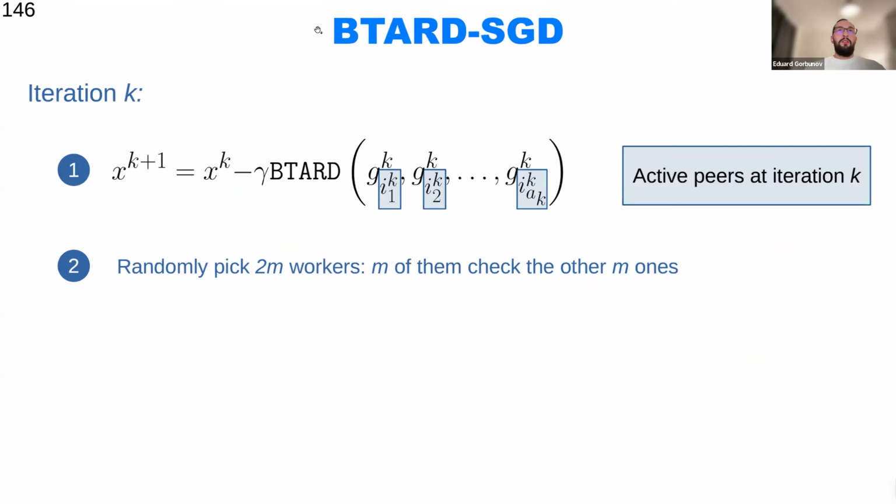Yeah, and the method that we use is called BTARD-SGD. It uses this Byzantine-tolerant all-reduce, and then this step is followed by a check of computations. So after each step, we randomly select 2M workers. M workers will check the other M and will not participate during the next step of computations. So it allows us to continue the training, not to waste time.